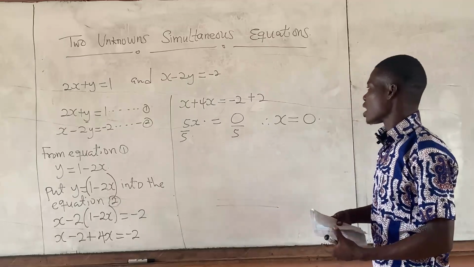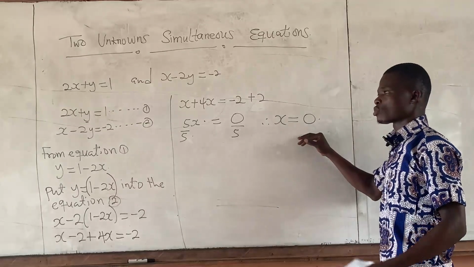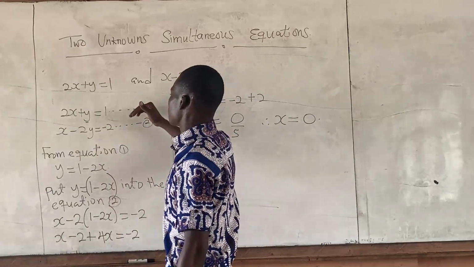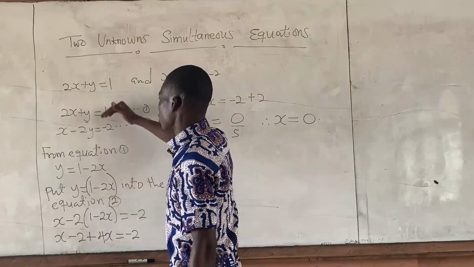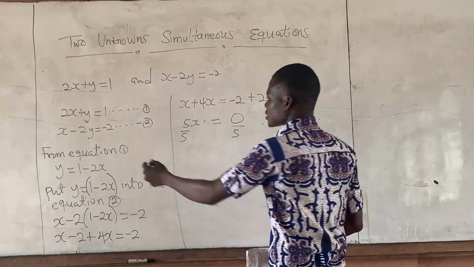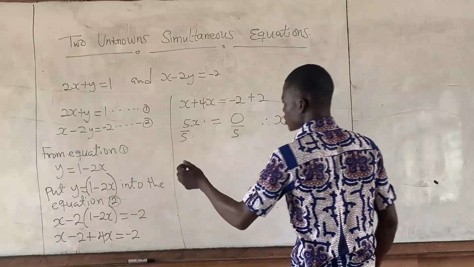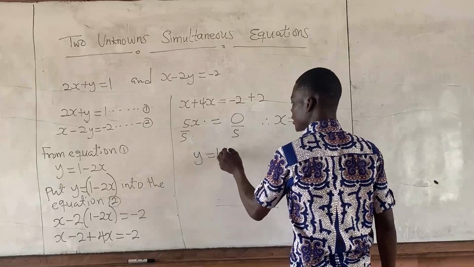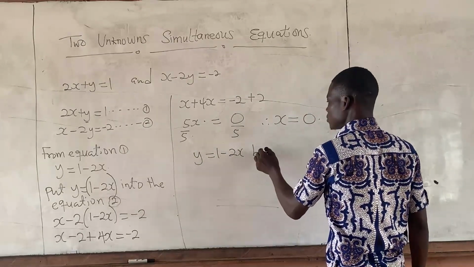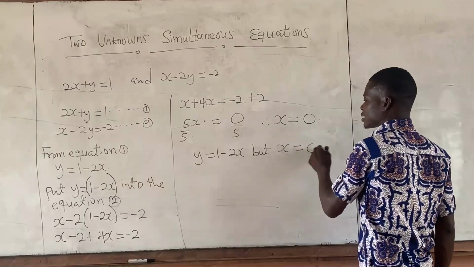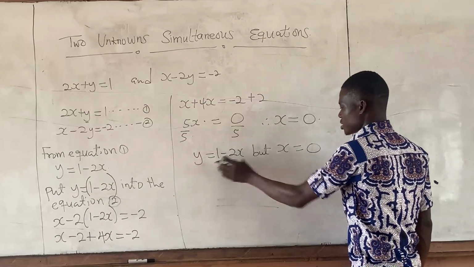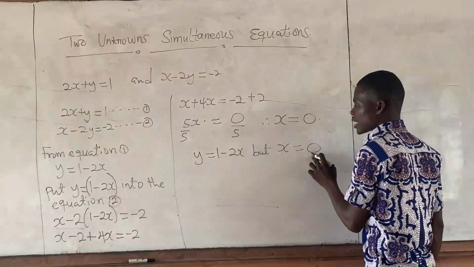So once we have gotten one of the variables to be 0, then we can put the x into any of these equations. So now, let's take the new equation, that's y is equal to 1 minus 2x. So now y is equal to, but x is equal to what? 0. Meaning when you see x in this equation, we have to put there 0.